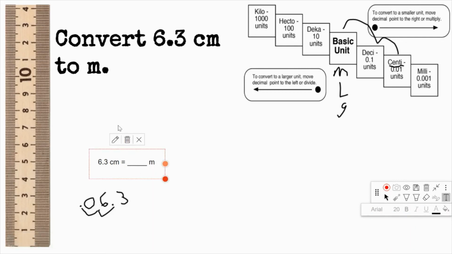0.063. But remember, always write the 0 in front of the decimal, just because that is a proper way to do it. So 0.063. And this is how you convert. This is a conversion using this step or ladder method right here.